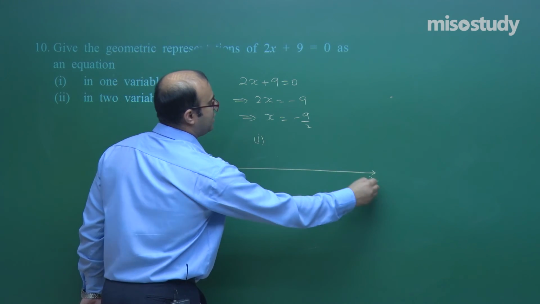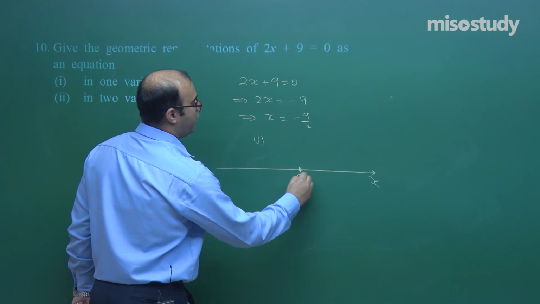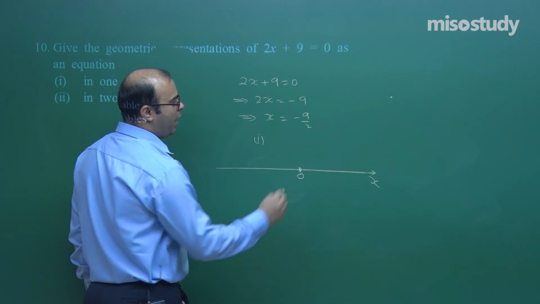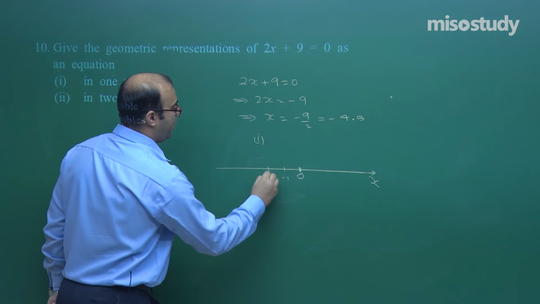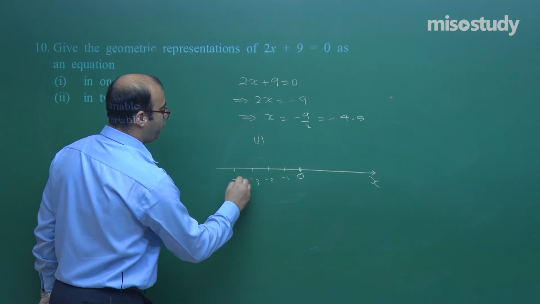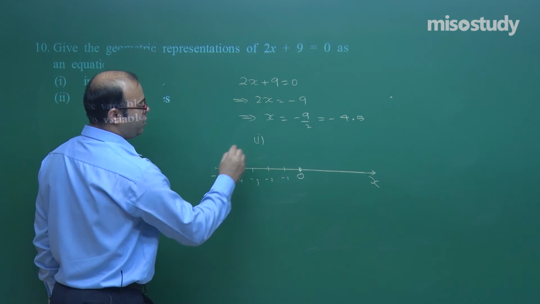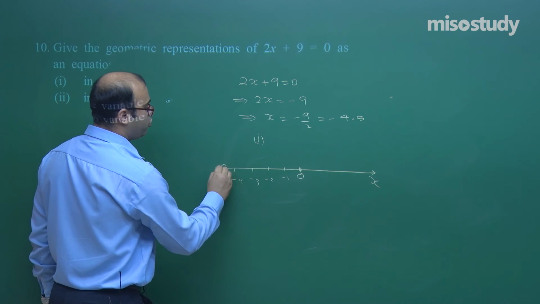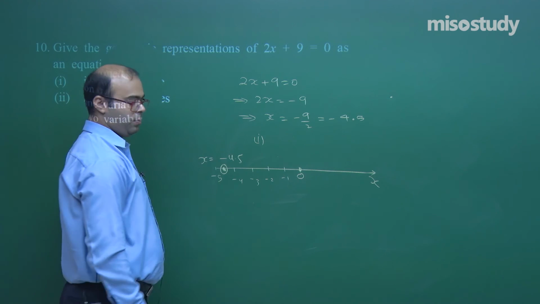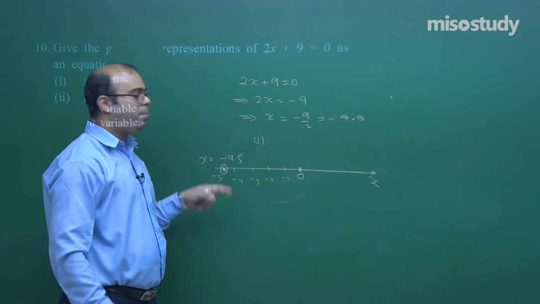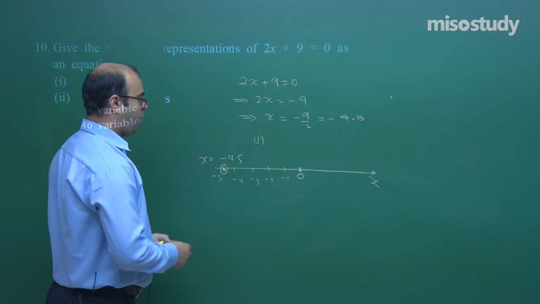So this is the x-axis, this is the origin, or the number line. x is equal to minus 9 by 2, which is minus 4.5. So we will take minus 1, minus 2, minus 3, minus 4, minus 5 like this. Minus 4.5 is in between here. So this point is minus 4.5, which is the value of x. So this is again represented by a point, x is equal to minus 4.5.